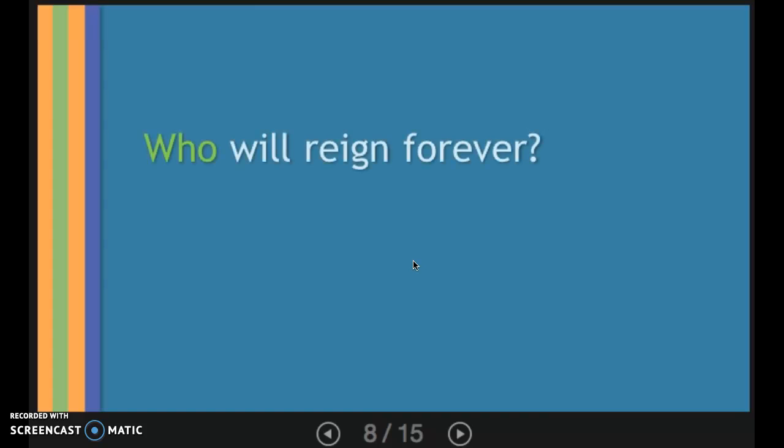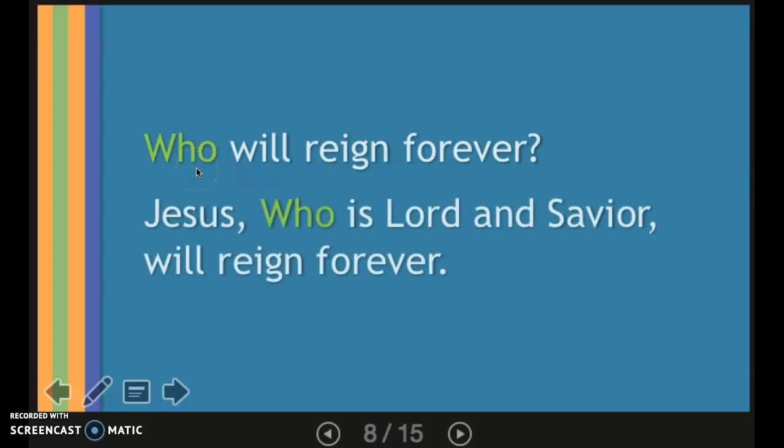So, let's think about these sentences. Who will reign forever? Obviously, the interrogative pronoun, you're probably thinking, wow, this is super easy. You gave us 5 words to remember, and we have to pick these out of sentences. Well, it's not going to be that easy. But who is the interrogative pronoun in this sentence? Jesus, who is Lord and Savior, will reign forever. Who is also the interrogative pronoun in that sentence? Notice that who is the subject in these sentences.